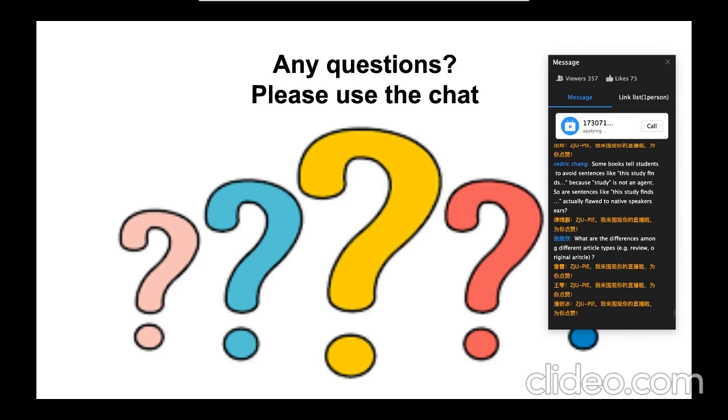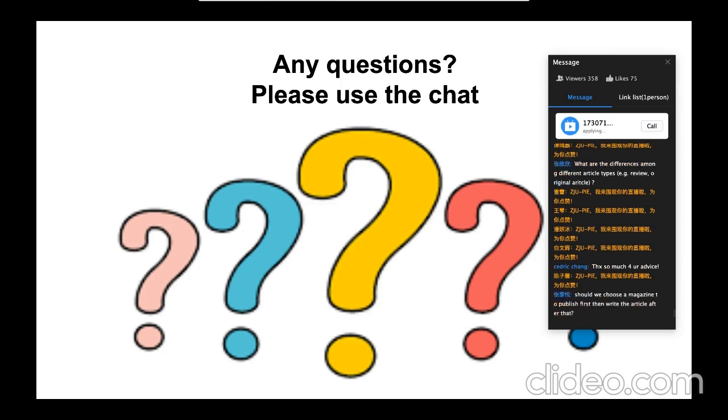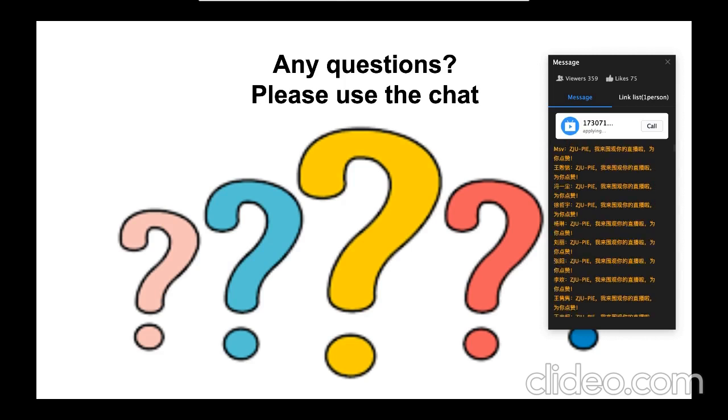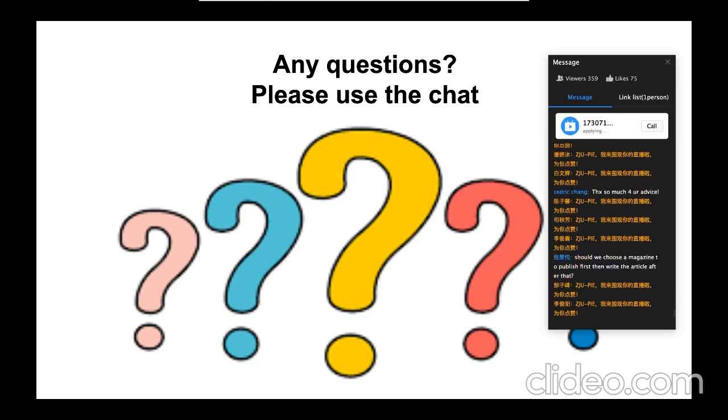What are the differences amongst different article types? Again, this is something that we can come back to and talk about in a lot more detail, but we've talked today, of course, about original academic article writing. Writing review papers is something quite different, and I could present another entire webinar on how to write a review paper, if that's something that's interesting to people in the future. But yeah, it's very, very different, writing a review article.